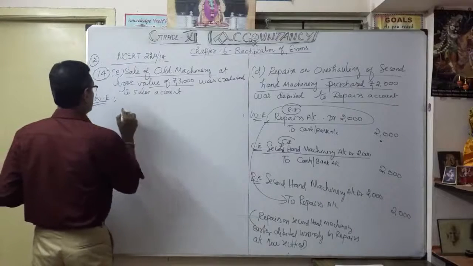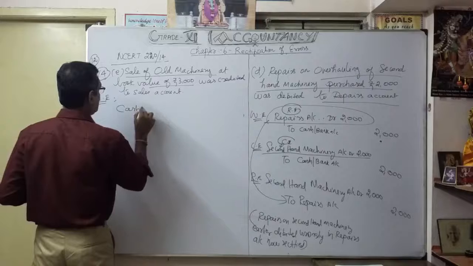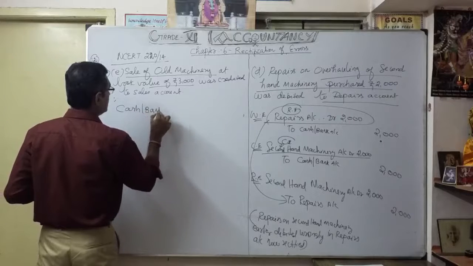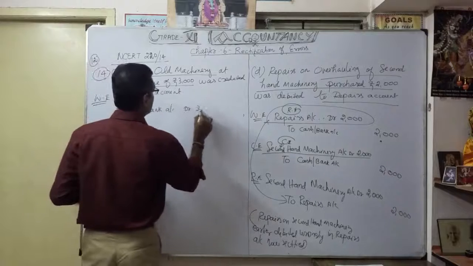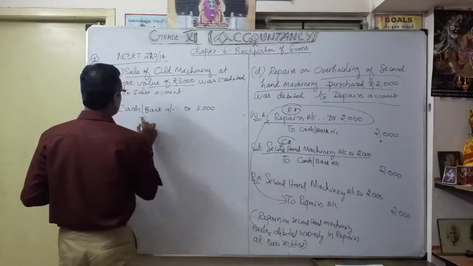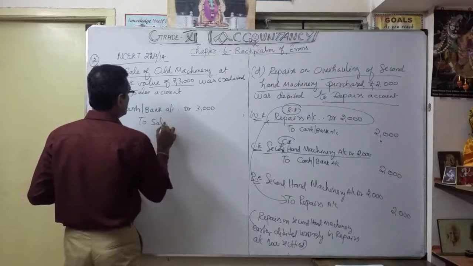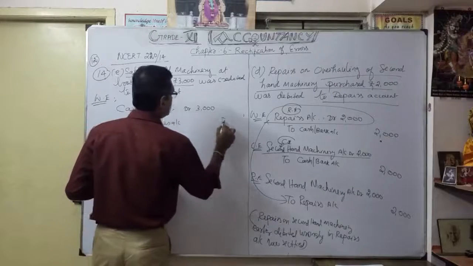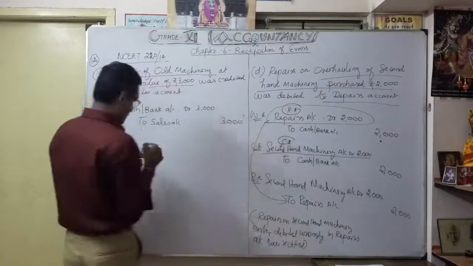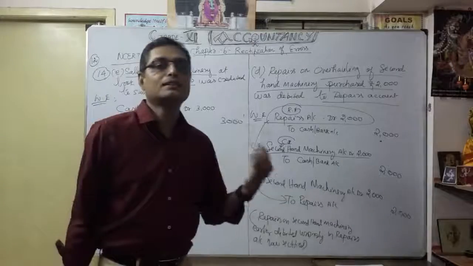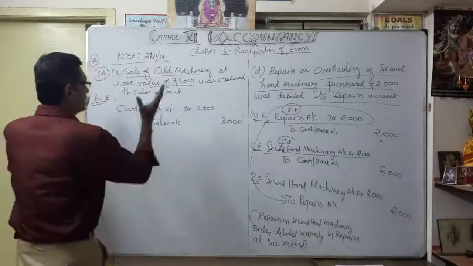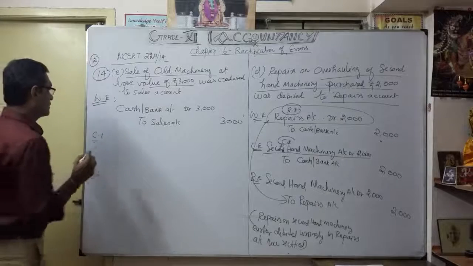Cash or bank account debit 3,000 to sales account. They considered it as income in the form of sales. Understood? Sales account. That is the wrong entry. They sold machinery, so what is the correct entry?